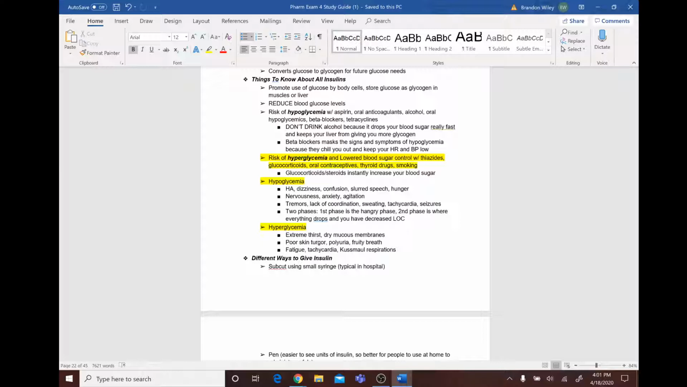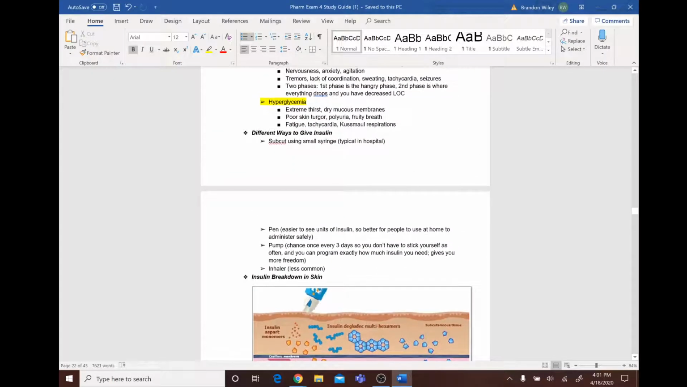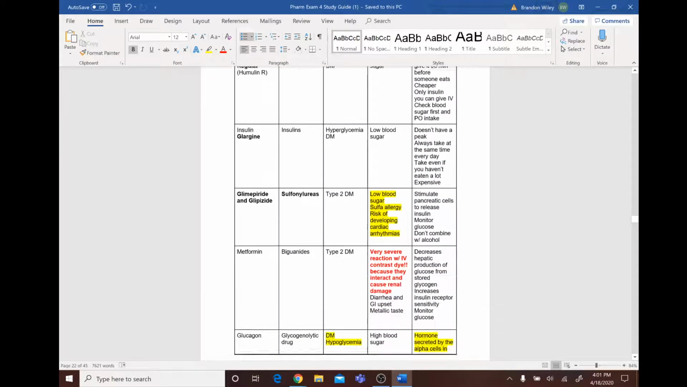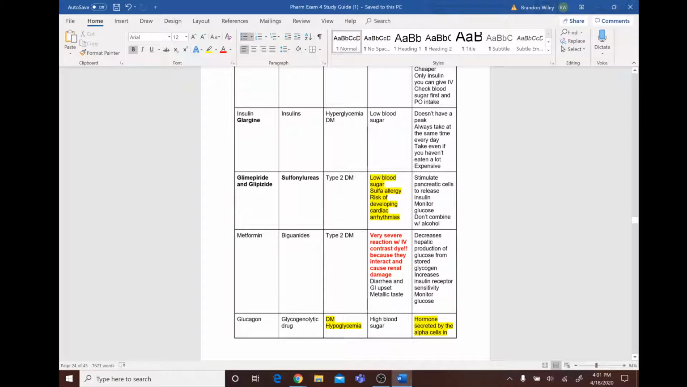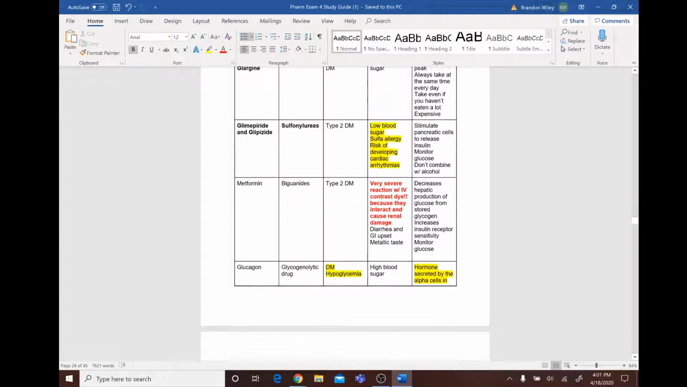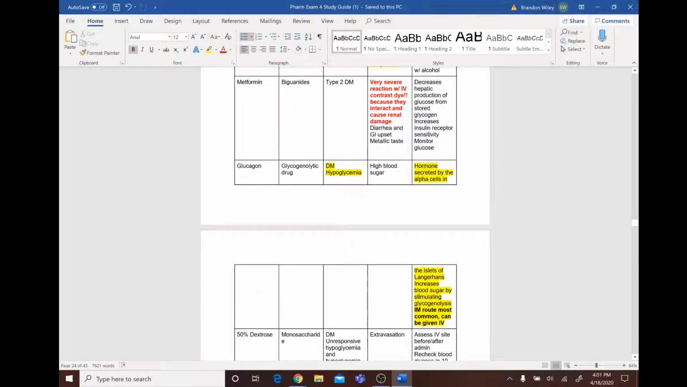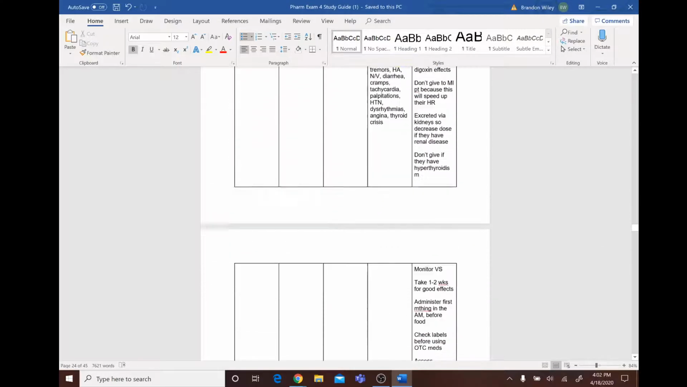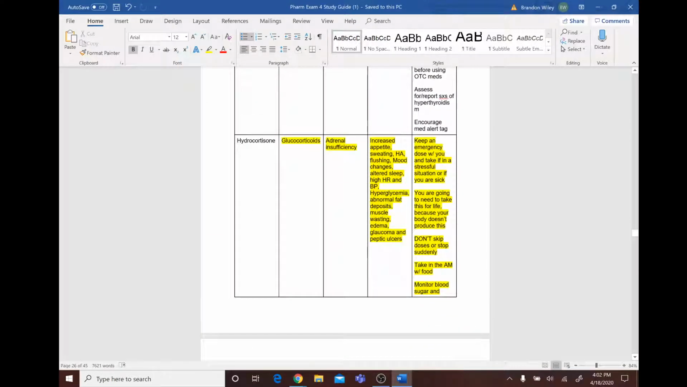What are the signs and symptoms of hyperglycemia? Extreme thirst, dry mucous membranes, poor skin turgor, polyuria, fruity breath, fatigue, tachycardia, Kussmaul's respirations. What are the side effects of glimepiride or glipizide? Low blood sugar, potentially sulfa allergy, and risk of developing cardiac arrhythmias. What is glucagon used for? Diabetes mellitus, hypoglycemia. What is the drug class of hydrocortisone?